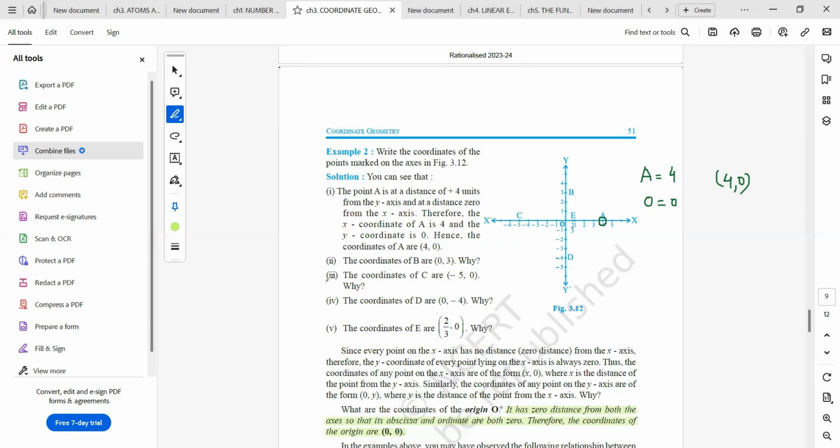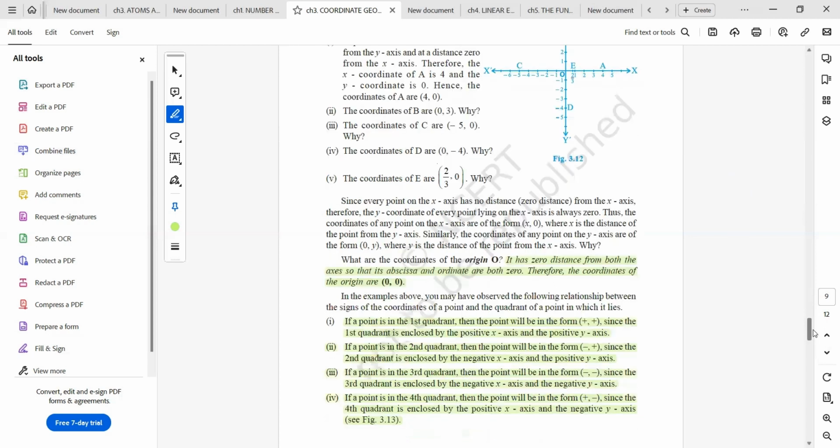Similarly, you can define for any point which is lying on the axis, either x-axis or y-axis. Now, why is it origin O? Because it has 0 distance from both the axes. So its abscissa is 0 as well as ordinate is 0. So for origin, that is point O, the abscissa and ordinate both are 0. So we call it the origin.